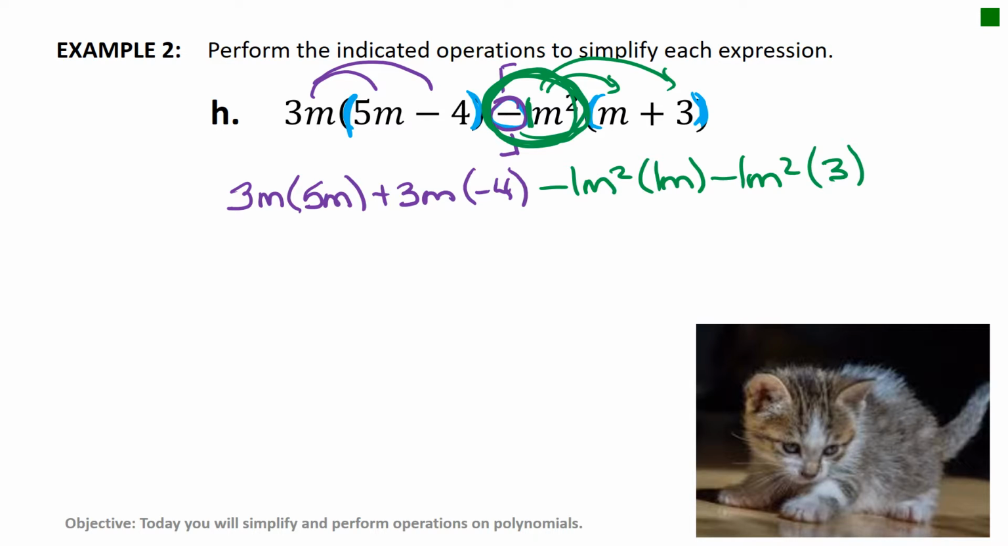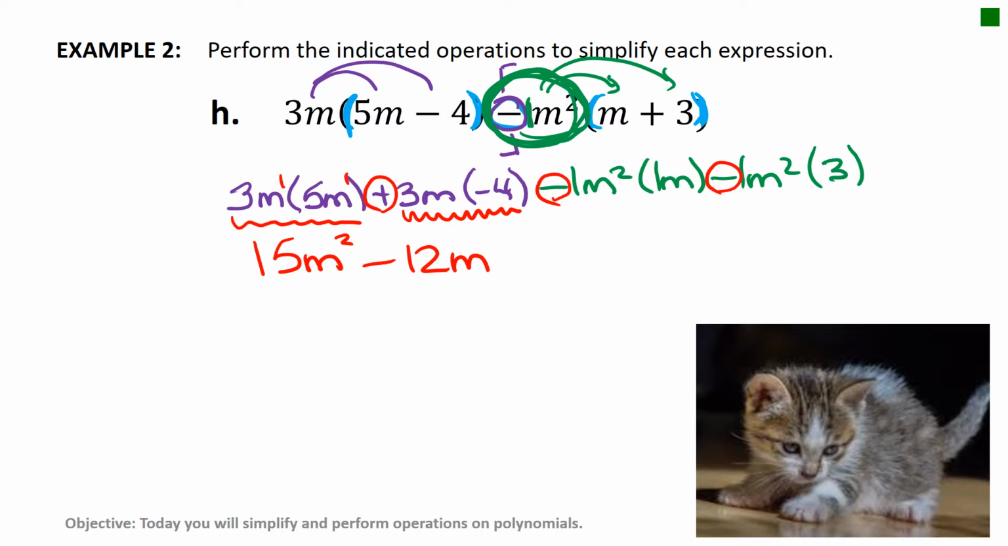Okay, so plus signs. Plus sign, minus sign, minus sign. Plus and minuses, remember, kind of do the same thing. So I'm going to look at this little term, that product of monomials. 3 times 5 is 15, and how many m's? 1 plus 1 is 2. Now I'm going here, in between the plus and the minus. 3 times negative 4 is negative 12. How many m's? 1.